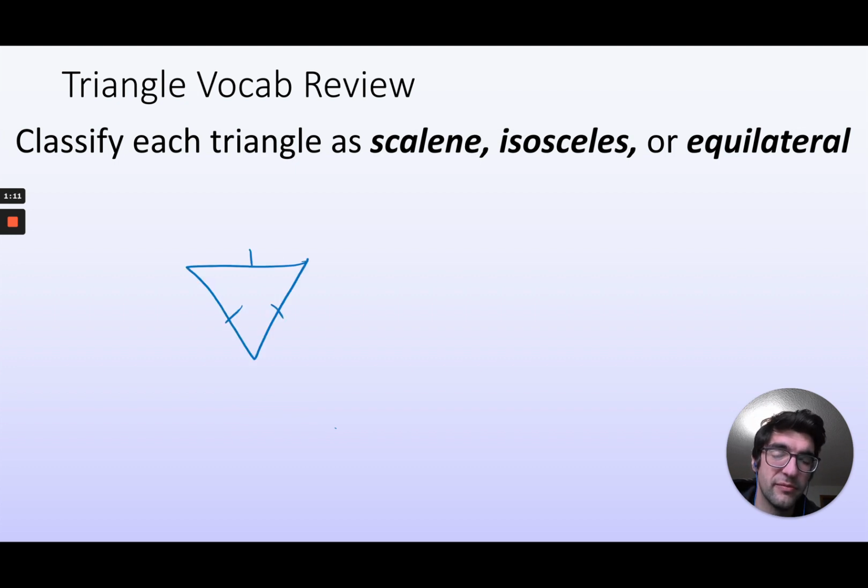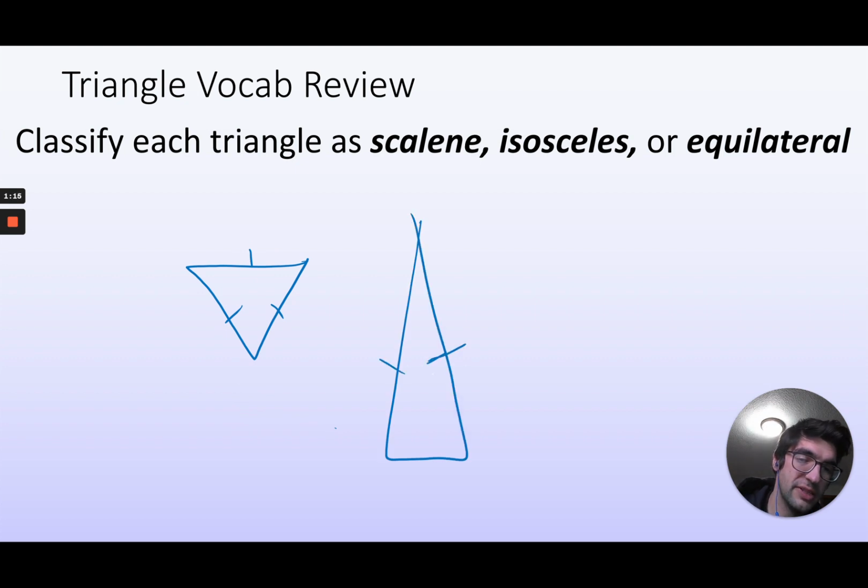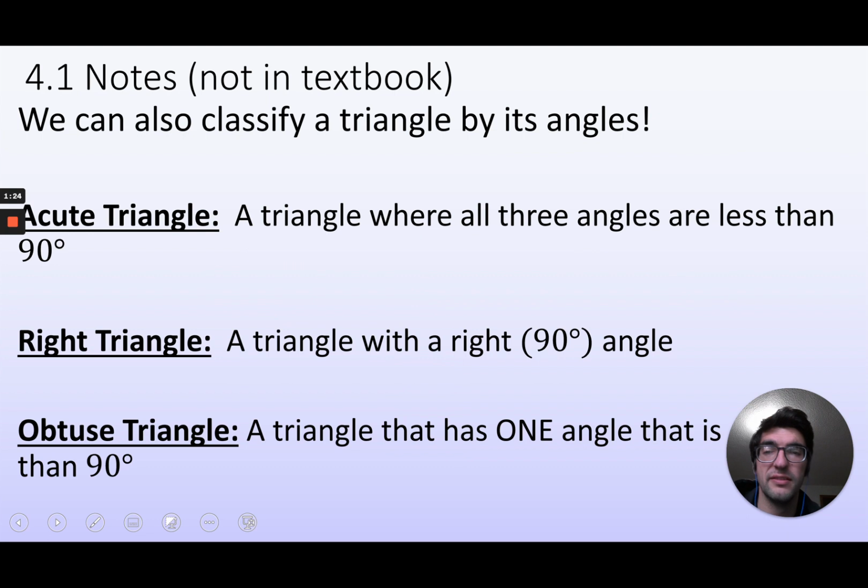What if I go like this? That's equilateral. How about tall and skinny with two equal sides? That's isosceles. And maybe something like this. That's going to be scalene, three different length sides. Okay, other terms we have heard. We do want to get them down, make sure we're very confident with this.